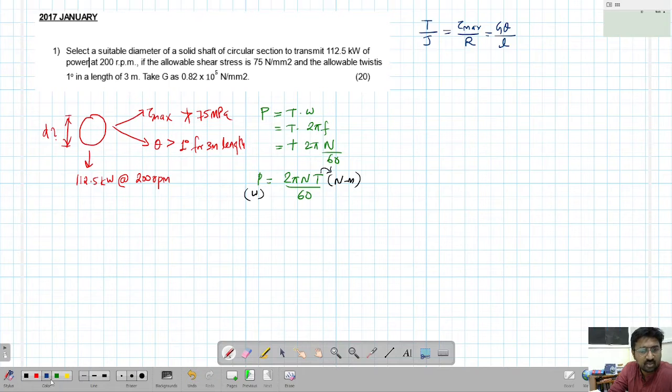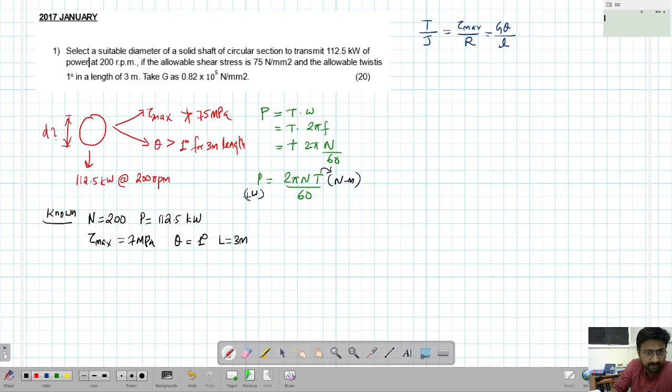Now let us list out what all is known here. The given quantities are: RPM is 200, power is 112.5 kilowatt, maximum shear stress is 75 MPa, and theta is given as 1 degree for length equal to 3 meters. Now G is also given. What is the value of G? The modulus of rigidity, or torsion rigidity, is 0.82 times 10 to the power 5 Newton per mm square, that is MPa. So all the quantities that we require are given.